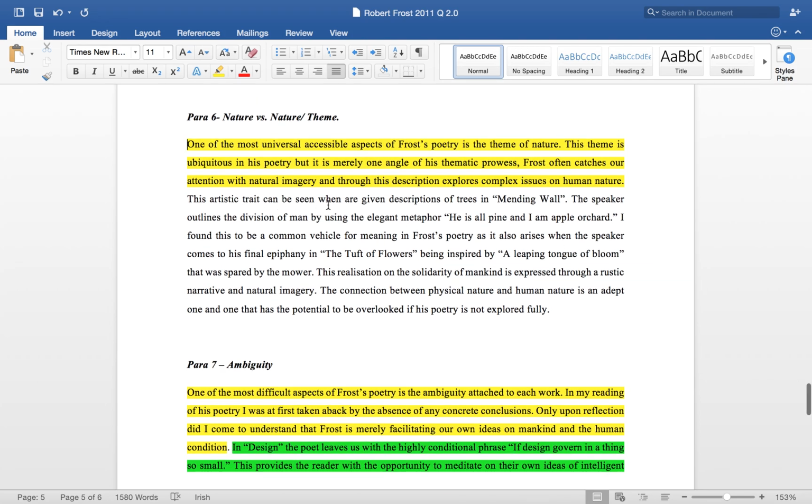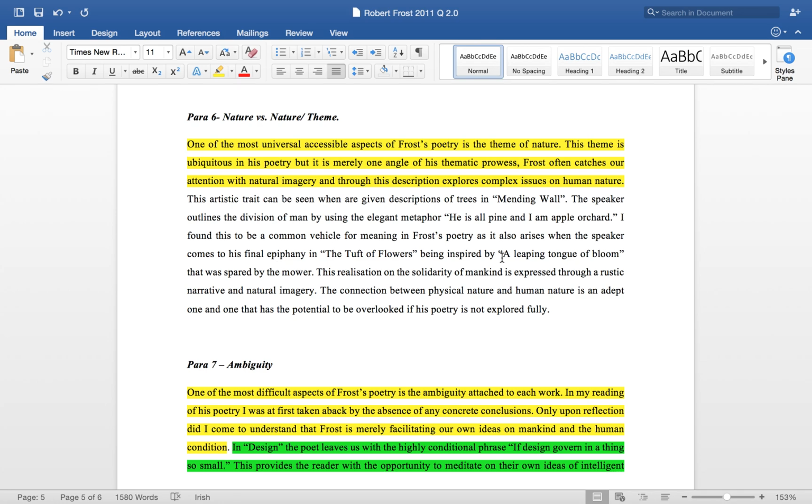The artistic trait can be seen when we are given descriptions of trees in Mending Wall. The speaker outlines the division of man by using the elegant metaphor, "he is all pine and I am apple orchard." So nice, short quote. It is significant. Is it seamless? It's not very seamless because I kind of tee it up with this elegant metaphor. But we'll see what we can do in the next one. So it's apt, yes. It's significant, yes. And it's short, yes. I have found this to be a common vehicle for meaning in Frost's poetry, as it also arises when the speaker comes to his final epiphany in The Tuft of Flowers, by being inspired by a "leaping tongue of bloom" that was spared by the mower.